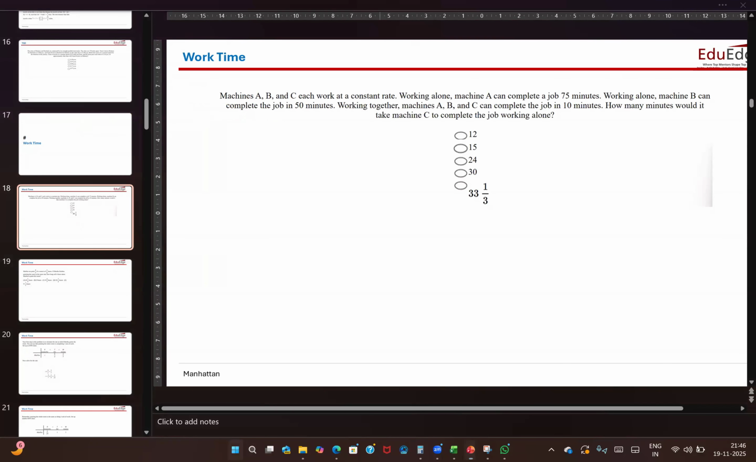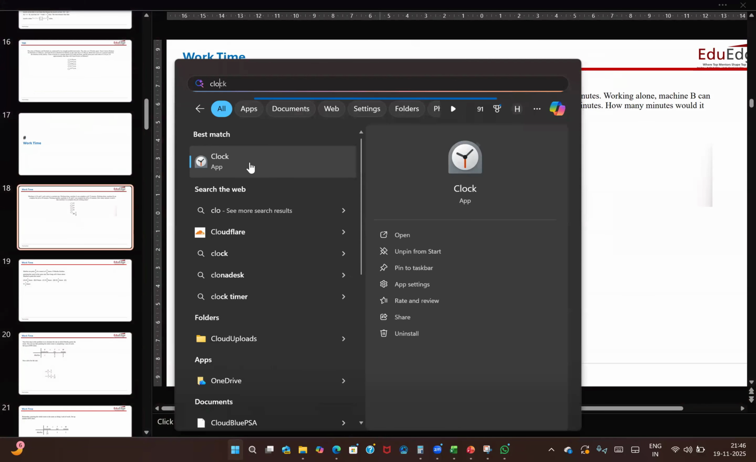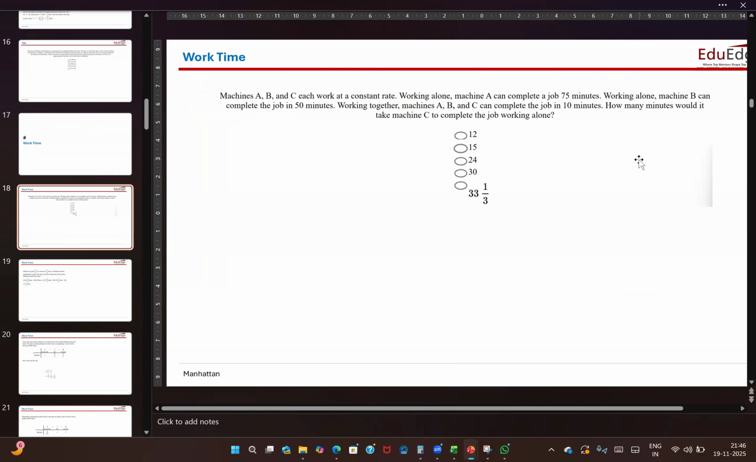Let me also pull up the clock. Okay, now what I'll do is, you can just read this, don't attempt it, just read it and then I'll solve it for you. Machine A, B, and C can work at a constant rate.